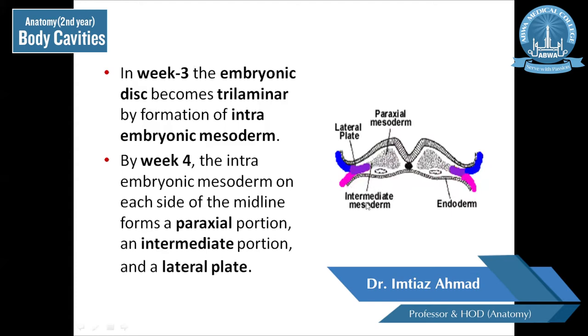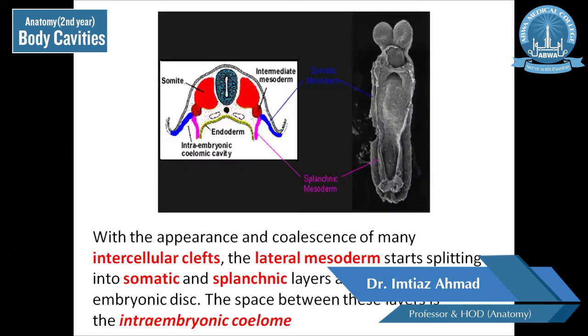By week 4, the intraembryonic mesoderm divides into paraxial mesoderm, which is near the midline, intermediate mesoderm, which is next laterally, and the lateral mesoderm or the lateral plate mesoderm far laterally. So at the lateral edges of the disc, you find the lateral mesoderm. We call it lateral mesoderm or lateral plate mesoderm. Okay?